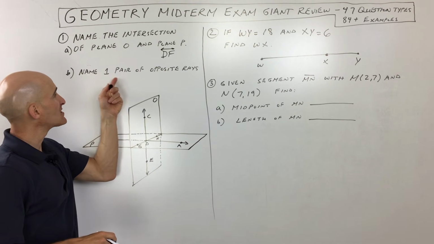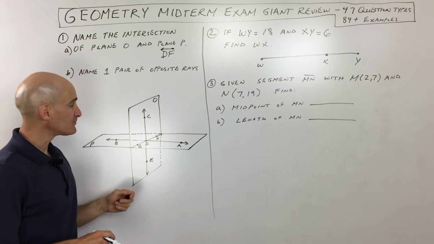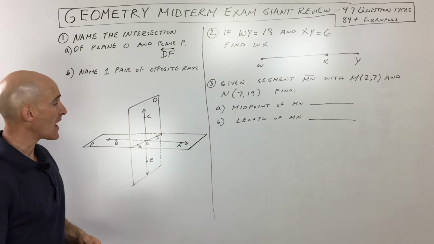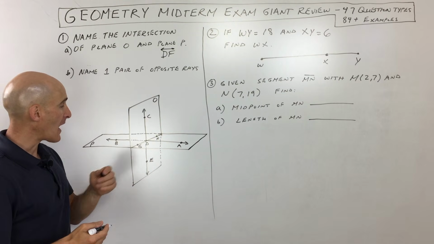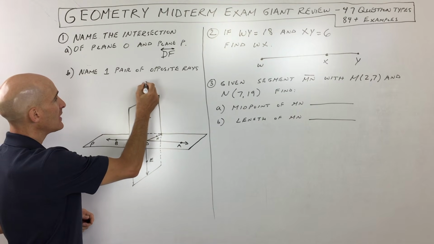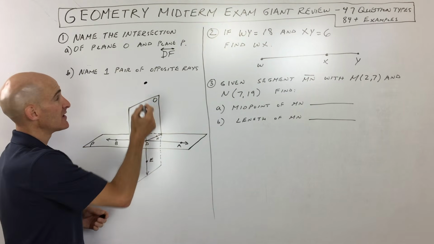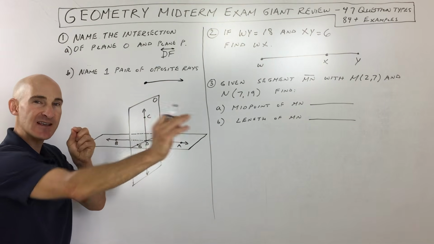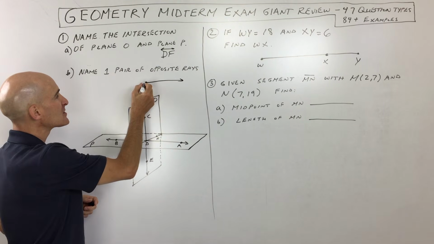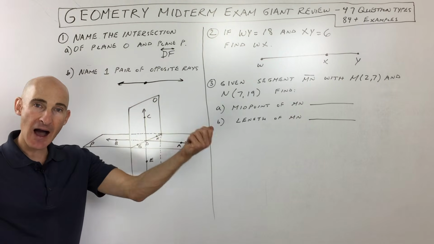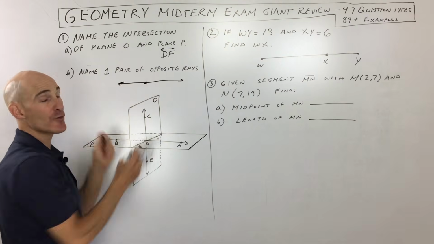Now part B says name one pair of opposite rays. This is a typical question, and a lot of students get it incorrect. When you label opposite rays, you want them to have the same endpoint. An endpoint is basically like a starting point, and the ray goes one direction like a ray of sunshine. It heads out from that point. Opposite rays have the same endpoint, but they go 180 degrees in opposite directions, so together they form a line.